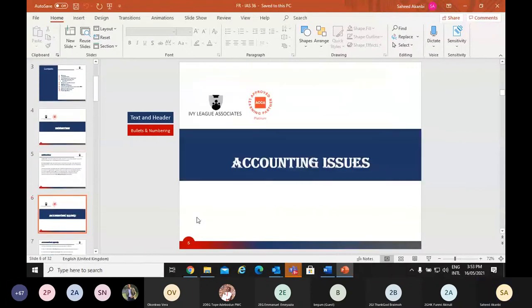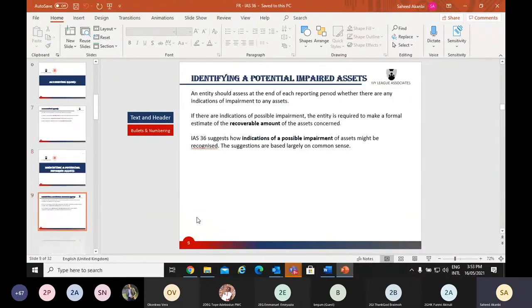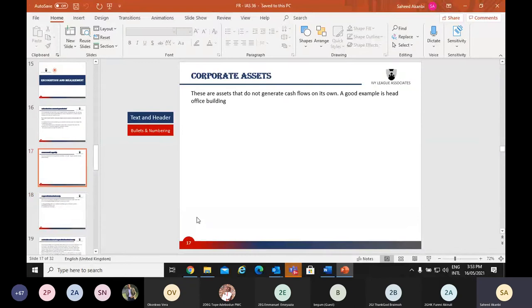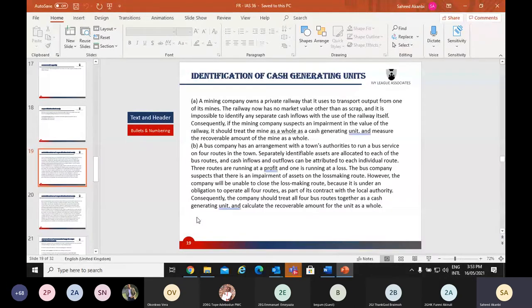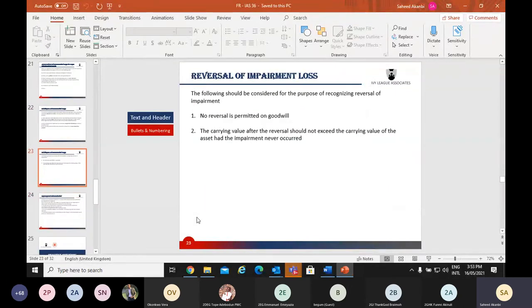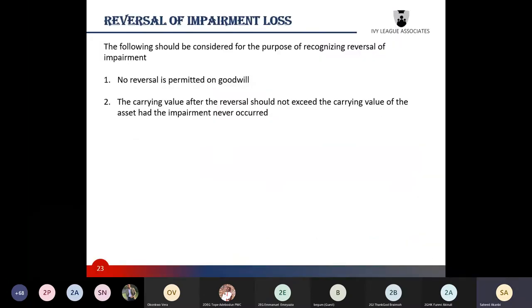Number one principle says, no reversal is permitted on goodwill. So what does that mean? Once I've impaired goodwill, I cannot reverse impairment loss on goodwill. That is number one. And number two says, the carrying value after the reversal should not exceed the carrying value of the asset, assuming the asset was never impaired. So those are the principles that need to be followed for the purpose of reversing impairment loss.